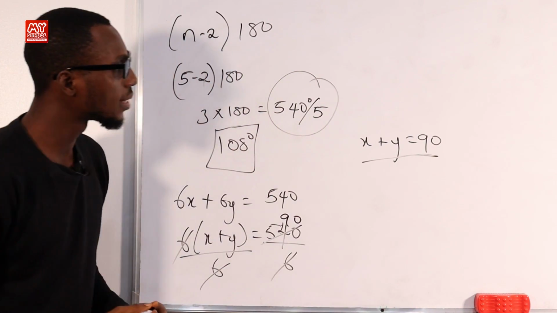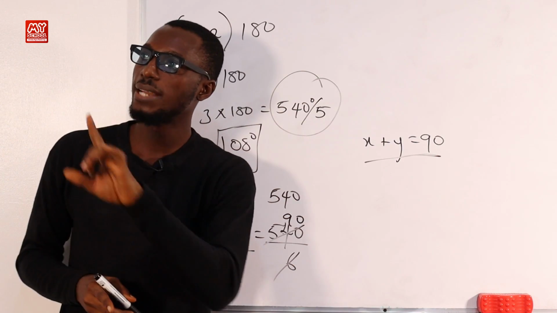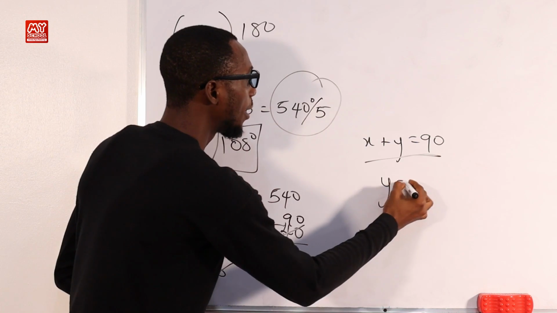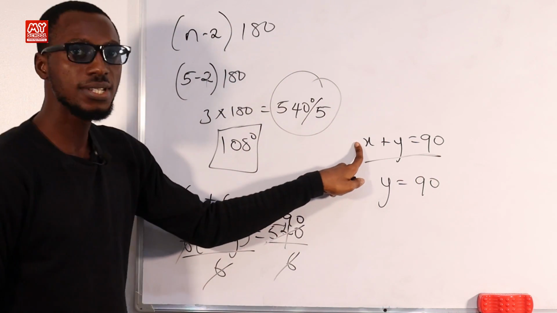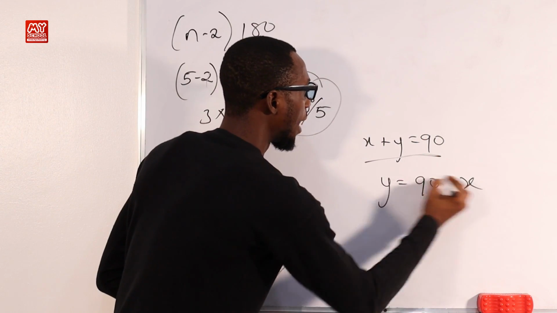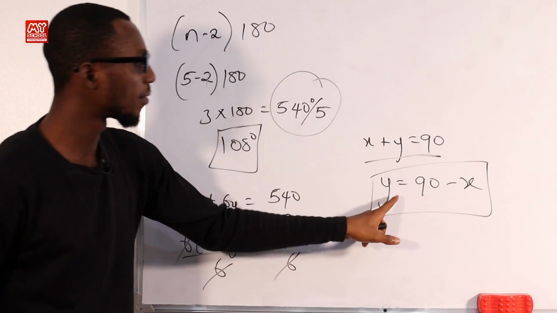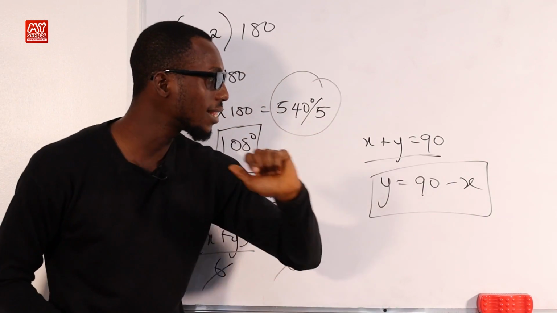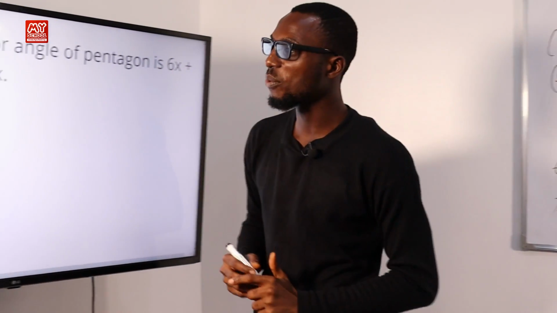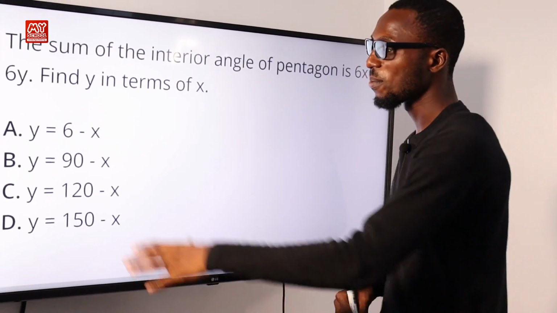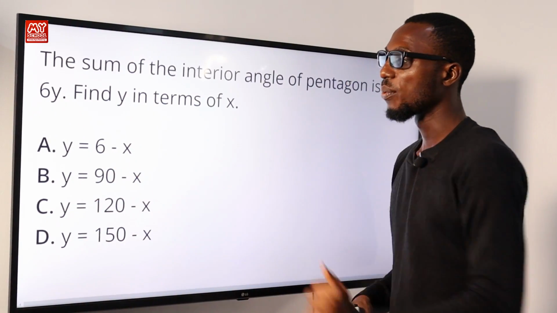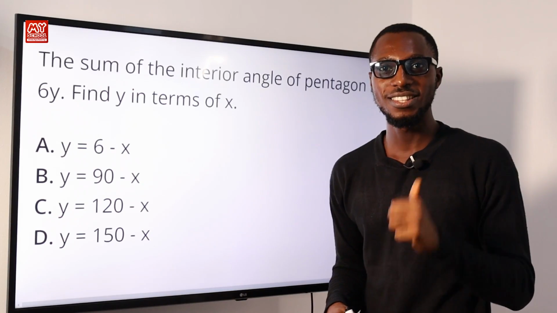However, the question requires that we find y in terms of x. So we are sending x inside. So we have y equals 90, x is positive on the left hand side, moving to the right hand side, it becomes negative, minus x. So y in terms of x is 90 minus x. So let's go back to the options and select the correct option. y equals 90 minus x. Join me as we look through all of these options together, and we'll see that option B, y equals 90 minus x, is the correct option.